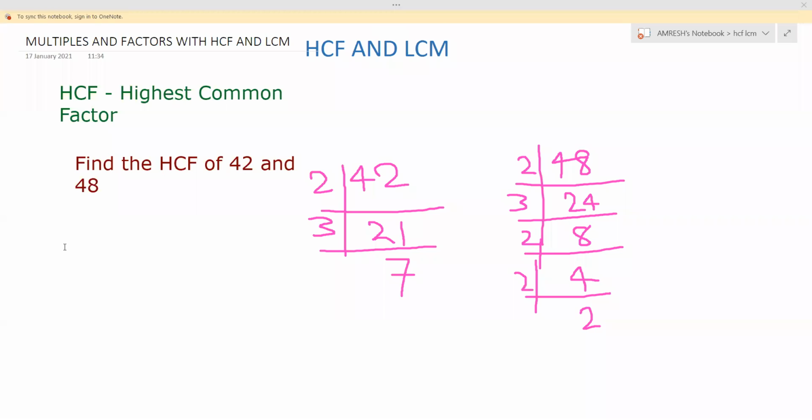So now we will try it here. For 42, what have you found? 2 into 3 into 7. For 48, what have you found? 2 into 3 into 2 into 2 into 2. So what is common? You can see only one 2 is common. Only one 2 you can find. So the HCF is 2, single 2.